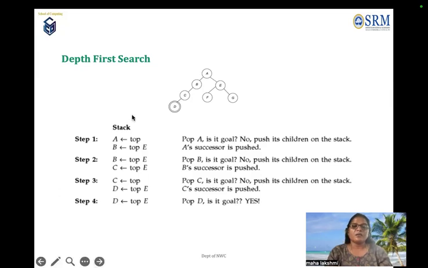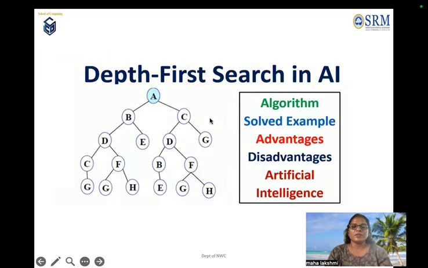The nodes popped out of the stack can be tracked in order to find the path from where the search started, traversed, and reached the goal state. The stack is popping out A, B, C and then D. So A, B, C, D will be the path to search the goal state D from A. So this is how DFS works.